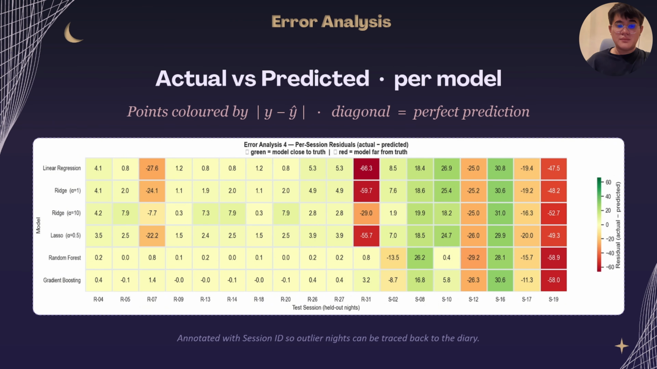This residual heat map shows prediction error per session per model. The pattern is clear: certain nights are harder to predict. Linear models show residuals up to 40 points on those nights. Random forest and gradient boosting handle the same sessions much better. This suggests those nights have conditions where multiple factors interact in a non-linear way, which tree models capture through their split structure, but linear models simply can't represent.